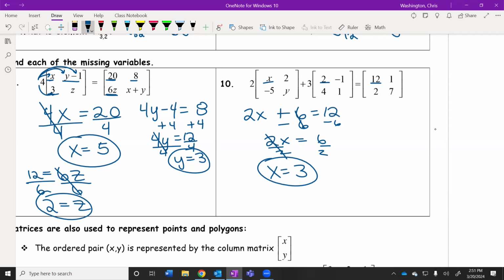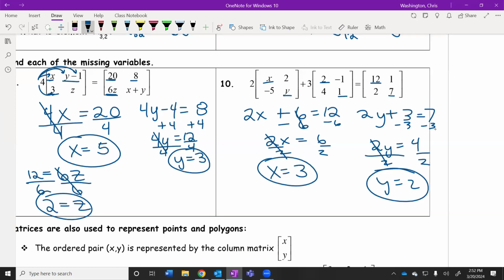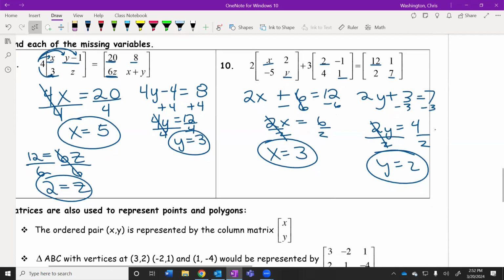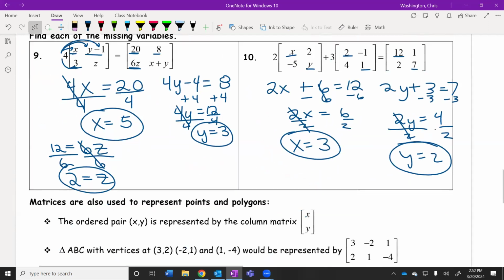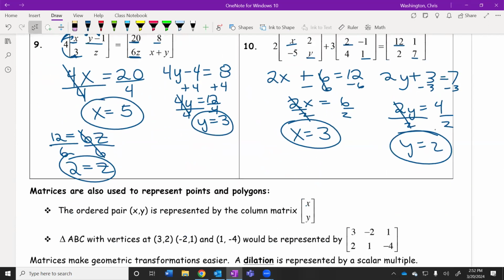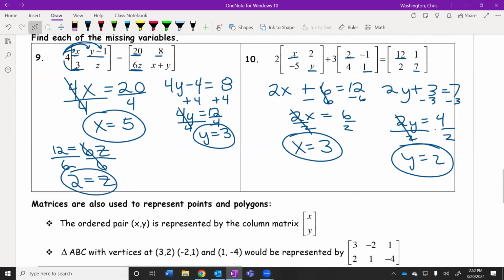And then Y, the 1 and the 7 are all in corresponding positions. Y, 1, and 7. So we're going to multiply the 2 and the Y together. We're going to multiply the 3 and the 1 together and add that. And then that has to equal 7. Subtract 3 from both sides. And we get 2Y equals 4. And divide by 2 on both sides. And we get Y equals 2. But make sure you multiply by the scalar. Make sure you add or subtract if you're adding or subtracting. And then set that equal to what's in that last matrix in that specific position.